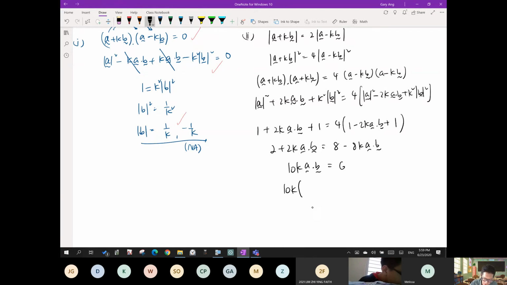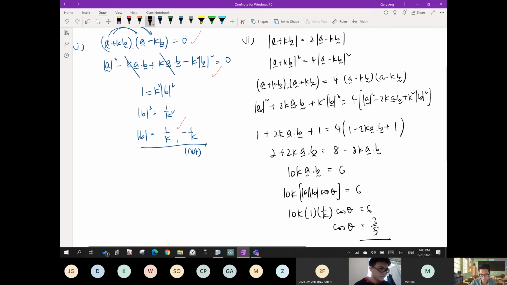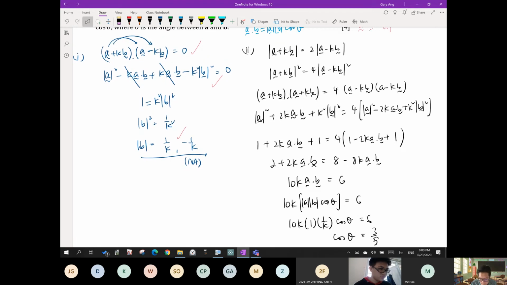Now is the time to introduce what A dot B is. So A dot B is mod A, which is 1, times mod B. Okay, I'll just write down first cos theta. That's where the cos theta comes in. Then you remember that this is 1, this is 1 over k, and this is your cos theta, equal to 6. So therefore cos theta is equal to 6 over 10, which is 3 over 5. How many marks is this? 4.